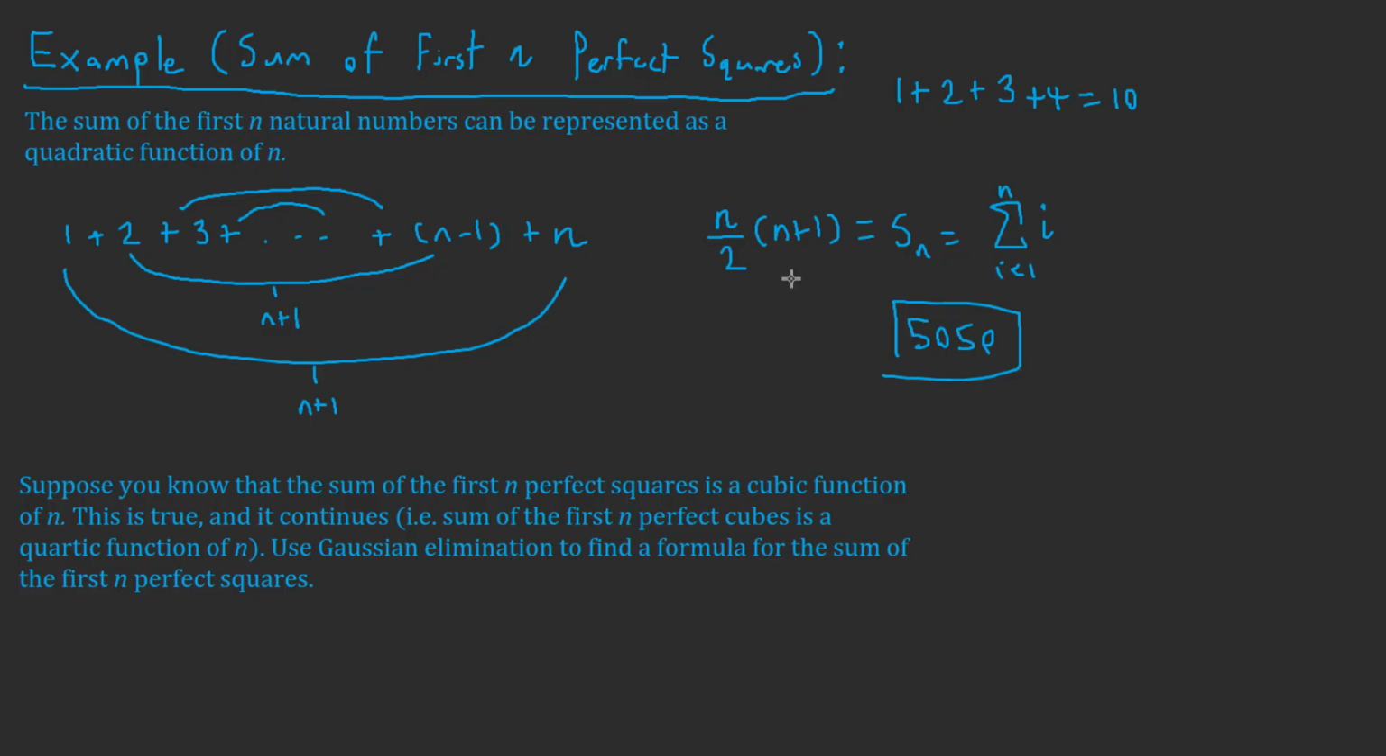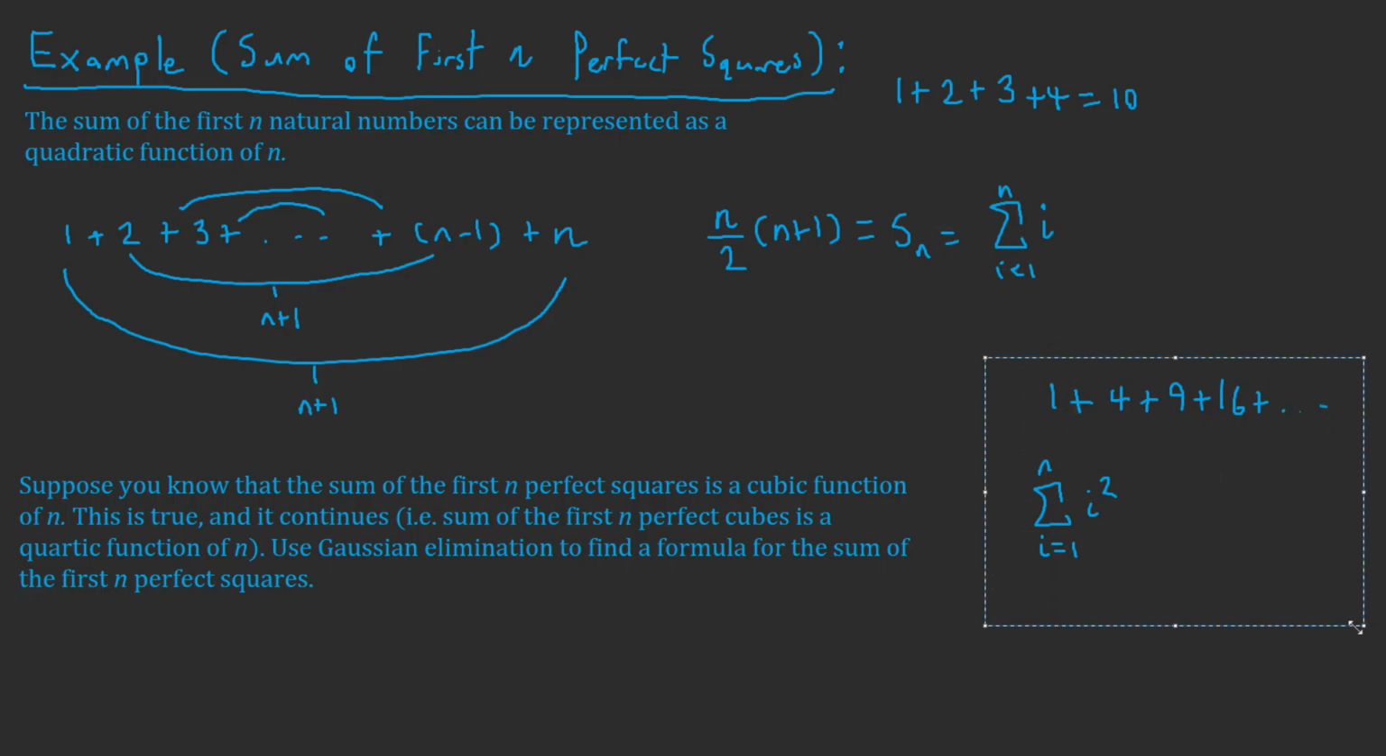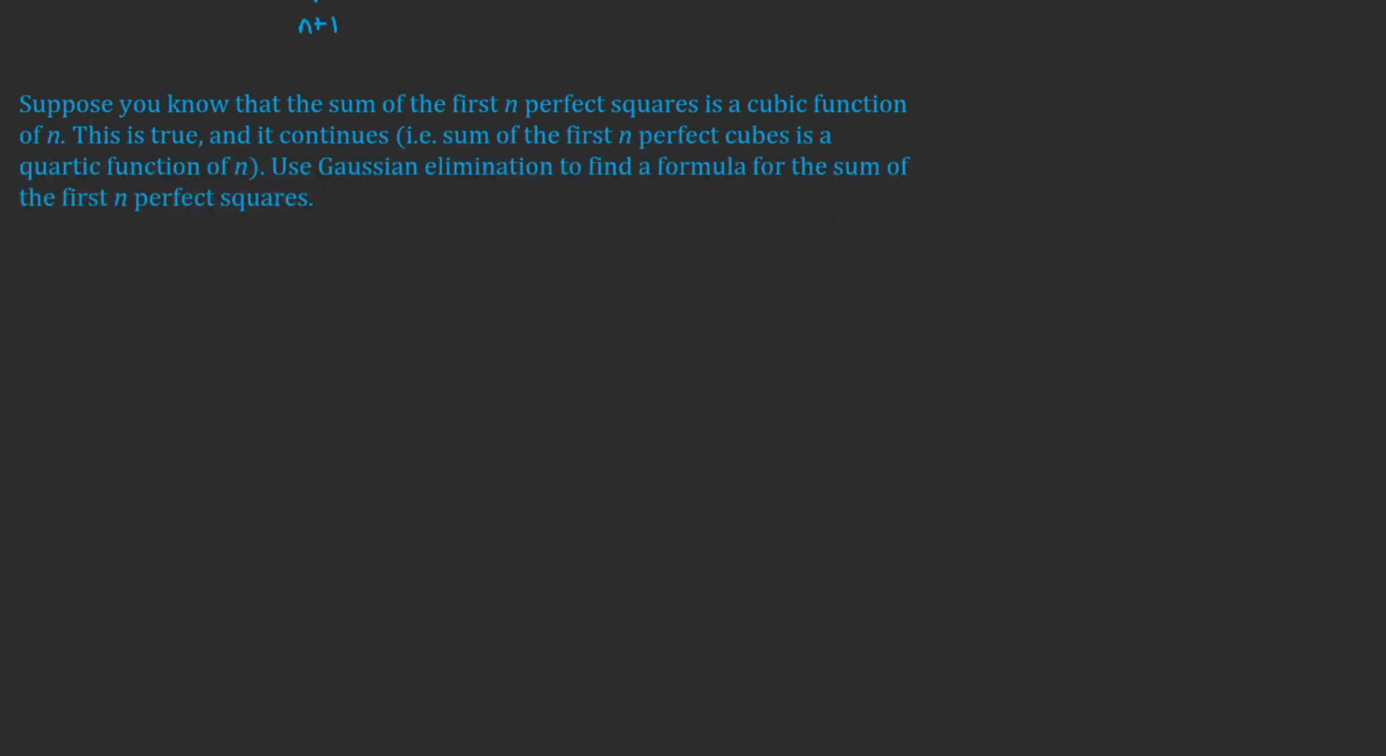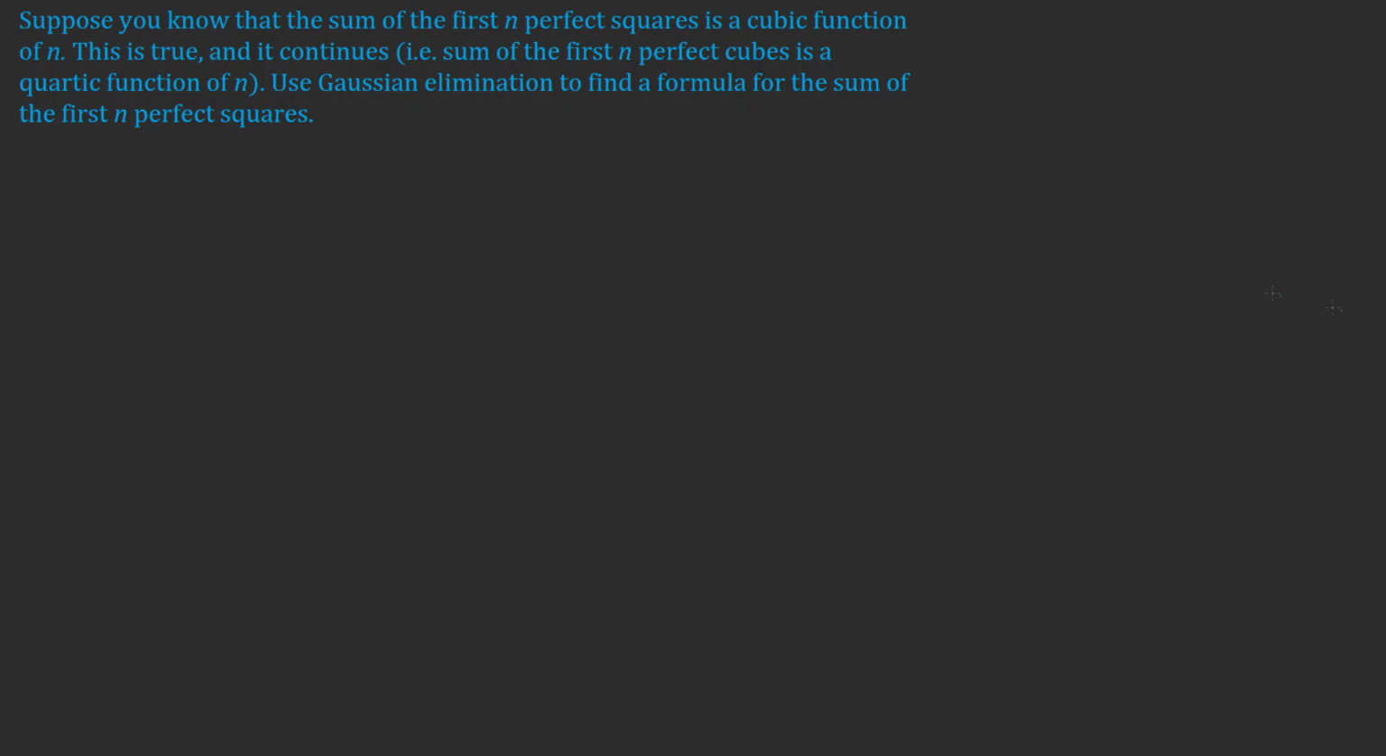And so suppose we know that the sum of the first n perfect squares, meaning this expression right here, the sum from i equals 1 to n of i squared, or 1 plus 2 squared, which is 4, plus 3 squared, which is 9, plus 16, etc. That's what we want to solve. We're supposing that we know that that's a cubic function. And this is actually true. It continues. For example, the sum of the first n perfect cubes is going to be a quartic function of n. And so we're asked to use Gaussian elimination to find a formula for the sum of the first n perfect squares. And the question is, how are we going to use Gaussian elimination to figure this out?